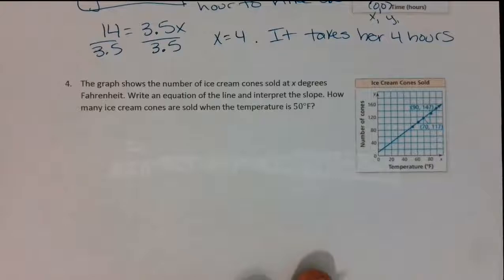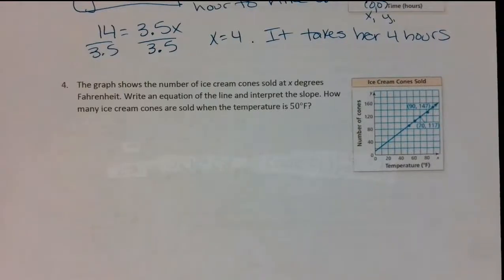Okay. Number 4 is showing us ice cream cones sold at X degrees Fahrenheit. So what's happening is someone is running an ice cream shop and they're seeing how many ice cream cones are sold at different temperatures. We want to write the equation of the line and interpret the slope, and then figure out how many ice cream cones are sold when it's 50 degrees outside. So this one gives me 2 points.